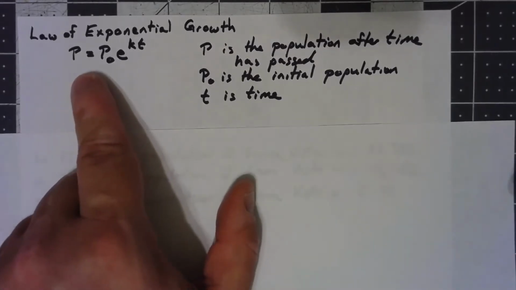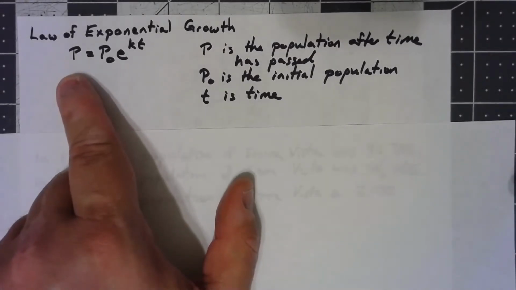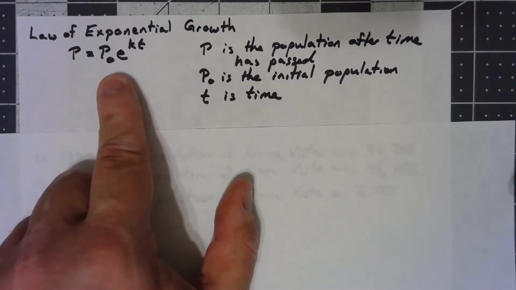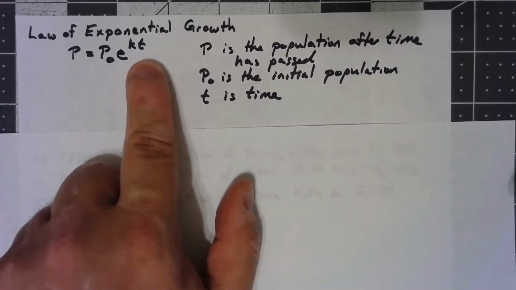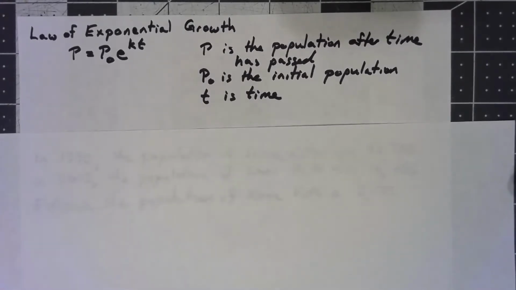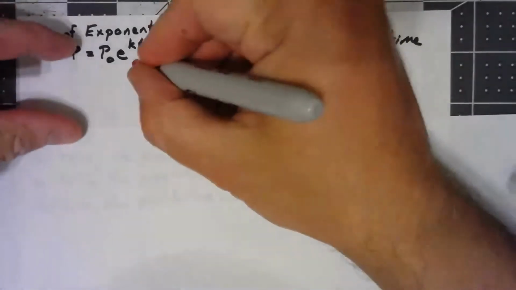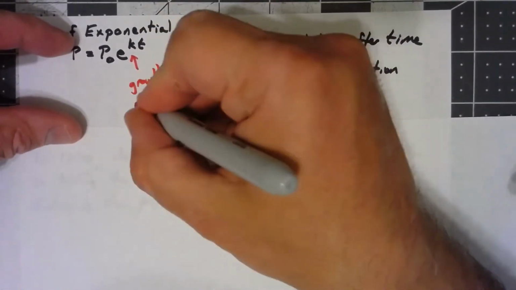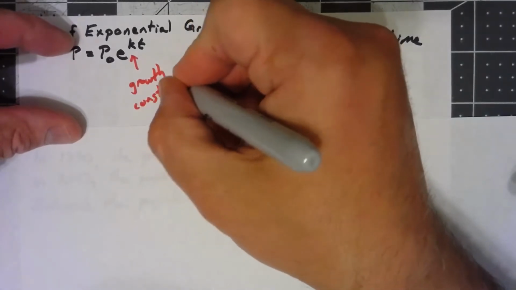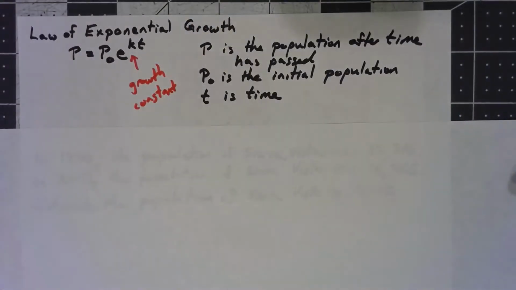The basic formula is that some kind of a population is equal to the starting population times e to a constant times time. That constant k is called a growth constant. And typically, when we're doing a problem, the first goal is to figure out what that k is. Then, once we know what the growth constant is, we can use it to figure out other things.